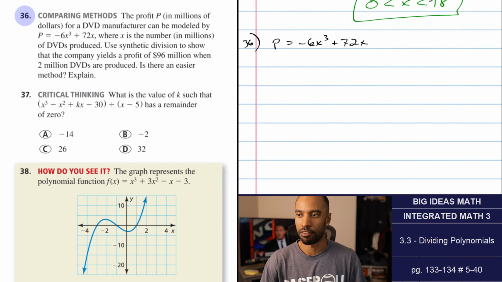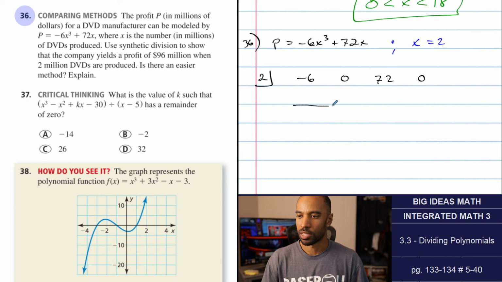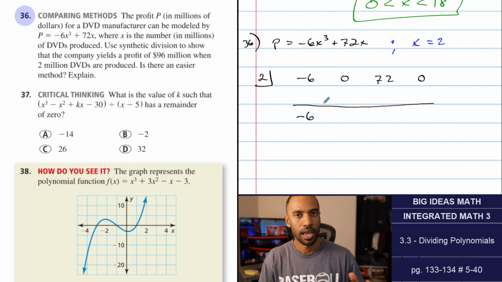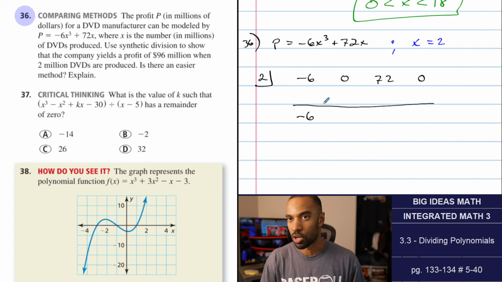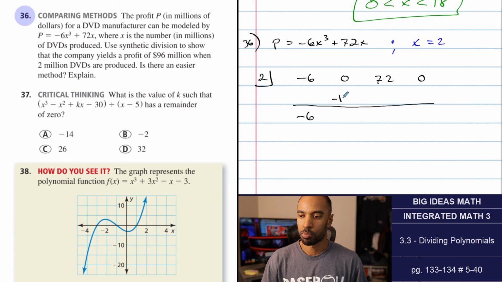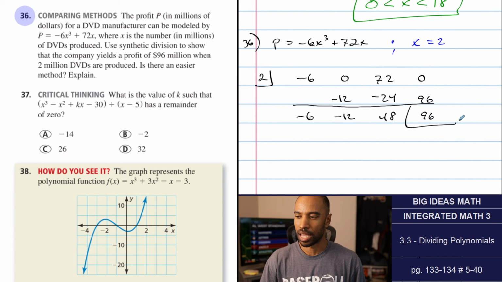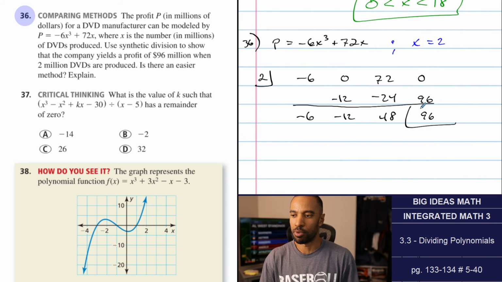So for this setup, x equals 2. We're going to use 2 as our root for synthetic division. We have negative 6x cubed, 0x squared, 72x, and a 0 constant. My goal is to do synthetic division and use the remainder as our value for millions of dollars of profit. So we multiply, add, multiply, add, multiply, and right there is the 96. 96 is the number of millions of dollars.